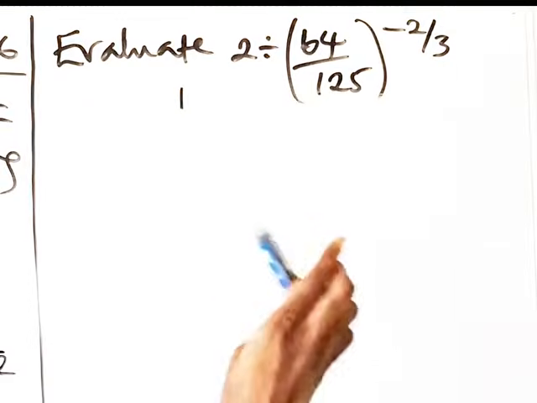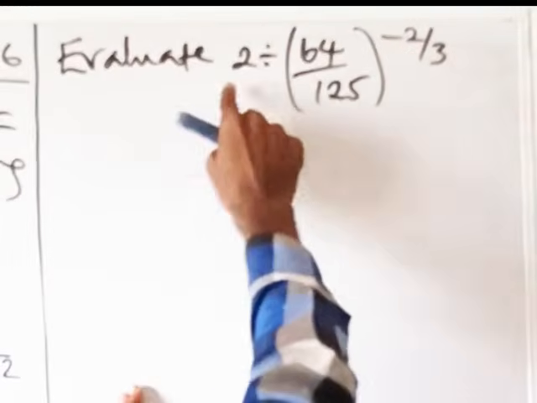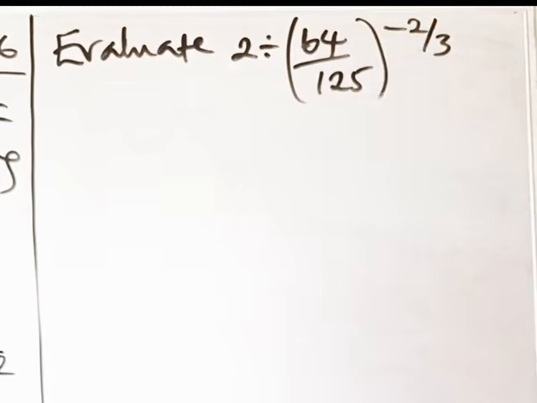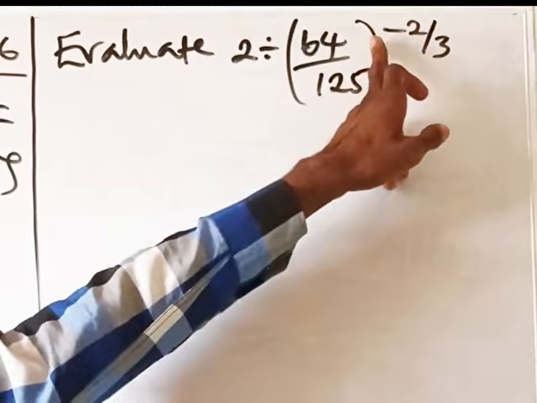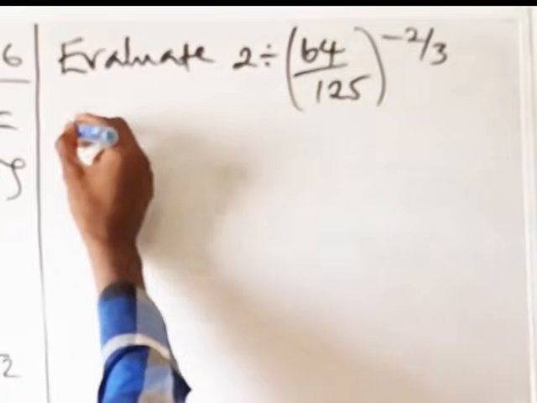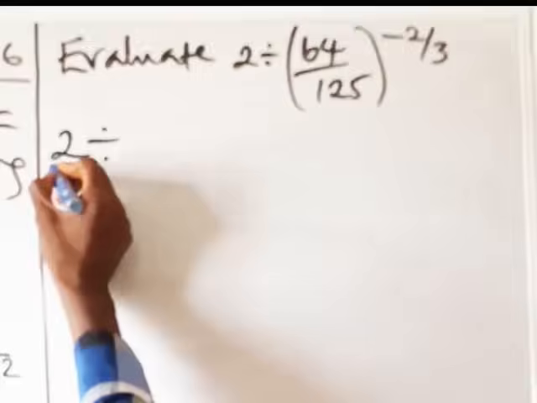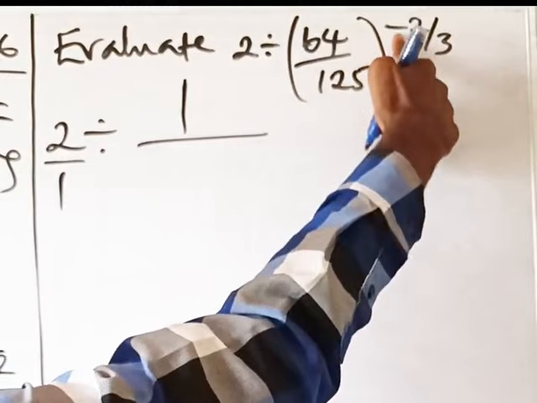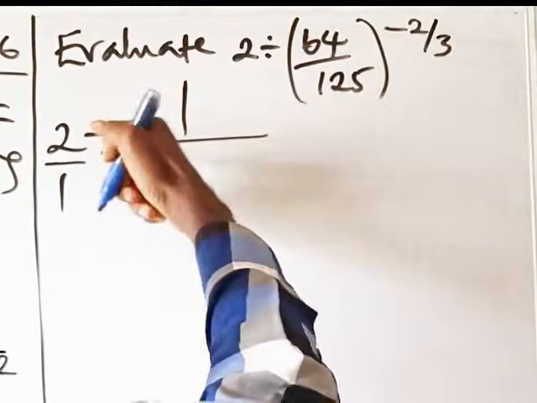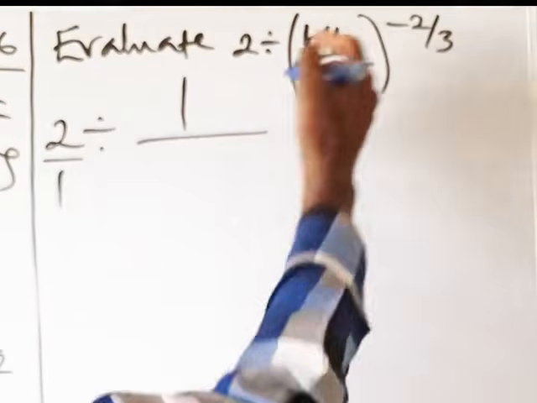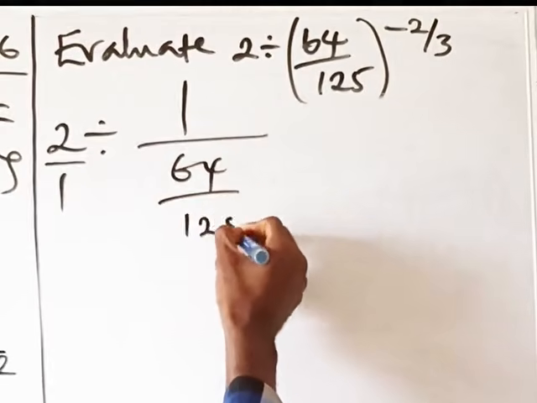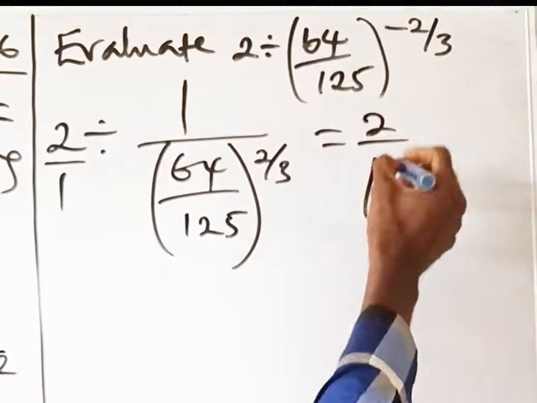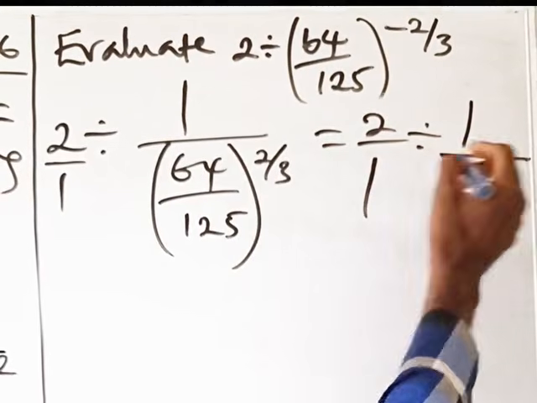When asked to answer this question, all you need to do is convert this to 2 divided by (64 divided by 125) close bracket raised to power minus 2 over 3. According to the law of indices, you convert this to positive power. So that's going to be 2 divided by, so this 2 is the same thing as 2 over 1 divided by 1 all over. If I want to change this negative power to positive, I'll find the inverse of everything. That will be 1 all over 64 divided by 125, then all raised to power 2 over 3.